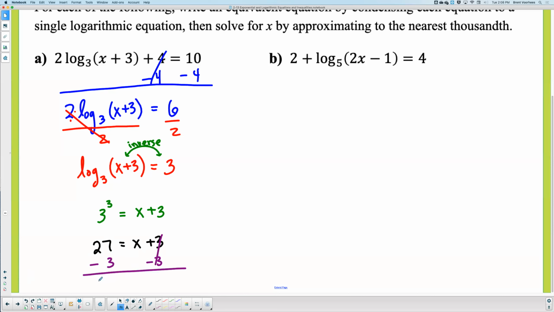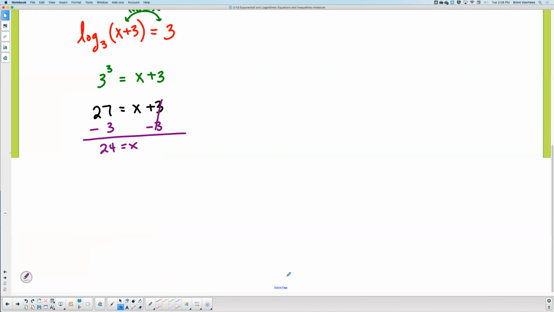Step 4 is to simplify. There's no simplification, so this time step 4 is not necessary. Whoops, I wrote 30. That's bad math. What's 27 minus 3? 24. That equals x. That is our solution there. 24 equals x. That is our solution right there. 24 is x.